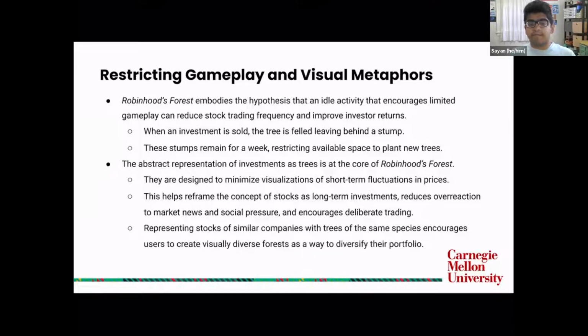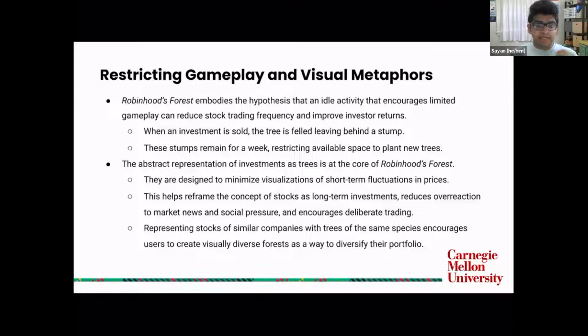So Robinhood's Forest embodies two hypotheses. The first is that an idling mechanic can encourage limited gameplay and reduce trading frequency, and thus improve investing returns. We do so in the following way. When an investment is sold on Robinhood's Forest, the tree associated with it is felled, and it leaves behind a stump. These stumps remain in the forest for a week, restricting the amount of available space on the forest. I hypothesize that the lack of land area to plant new trees may reduce frequent trading and discourage users from regambling any winnings.